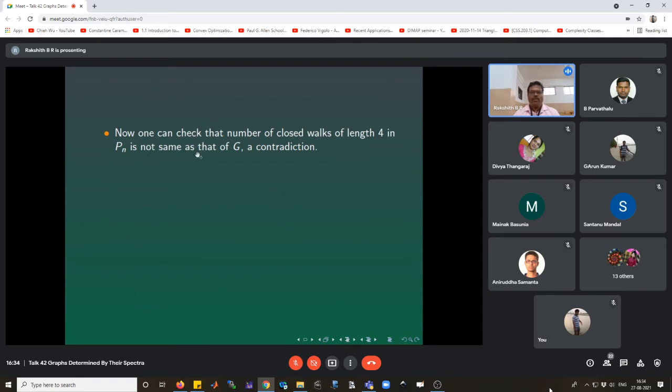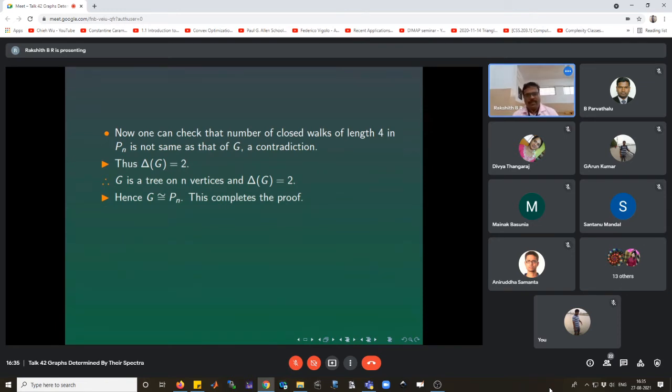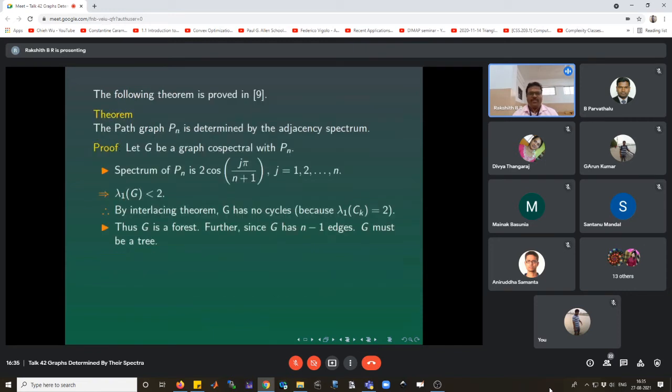So this cannot be true, because the number of closed walks is also determined by the adjacency spectrum. Again we land at a contradiction. Thus, the maximum degree of the graph G must be equal to 2. So G is a tree on n vertices with maximum degree 2, which implies that G must be a path graph, so it must be isomorphic to Pn. This is how the path graph is determined by the adjacency spectrum.